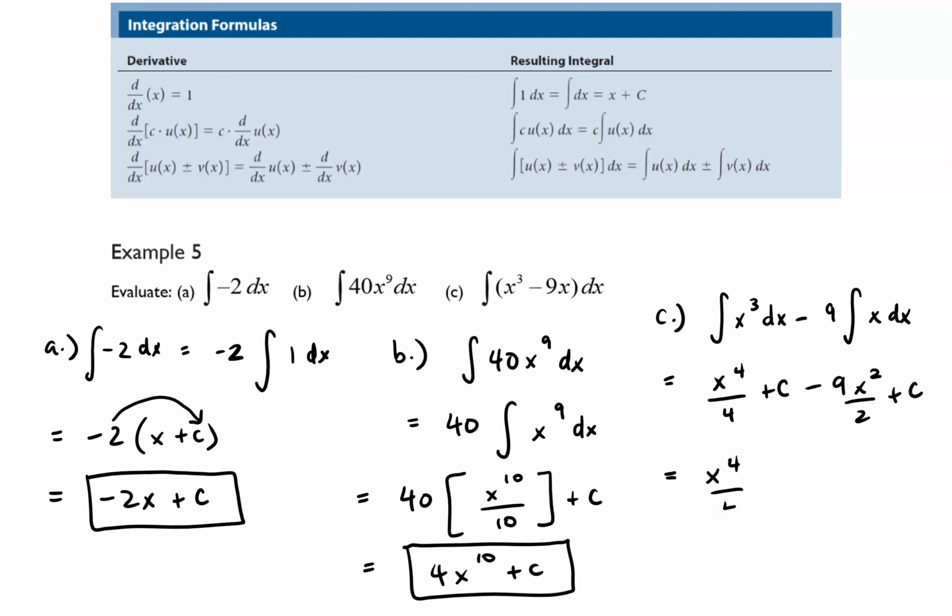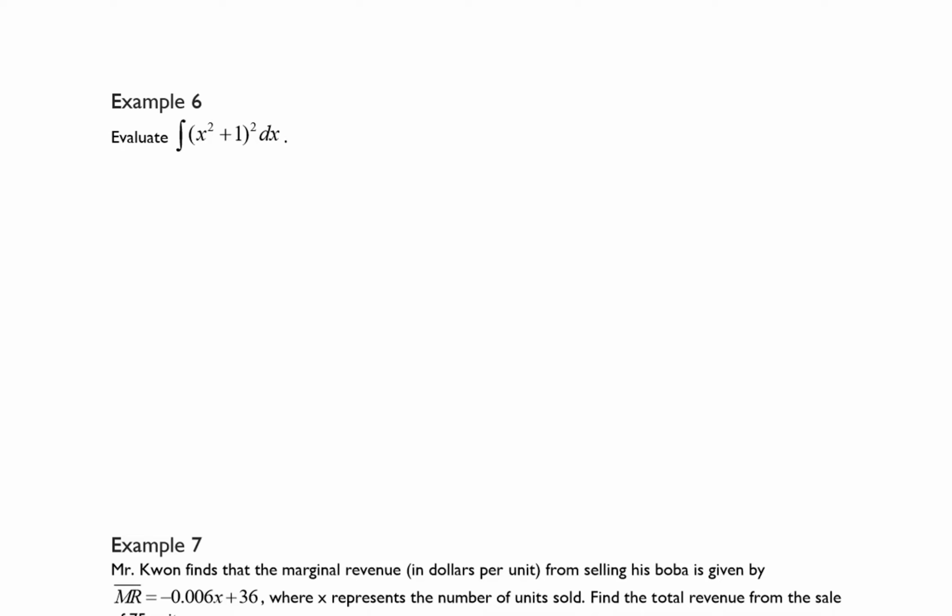Example 6 says evaluate the integral of (x squared plus 1) squared dx. Now, in order to use the properties that we saw in the above table, we actually have to expand this thing that's inside the parentheses. So (x squared plus 1) squared is equal to, actually let me write it like this so it's easier to FOIL. So if we FOIL that, we get x to the fourth plus x squared plus x squared plus 1. So that's x to the fourth plus 2x squared plus 1.